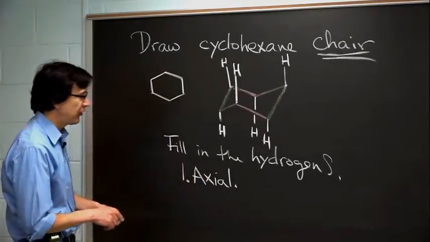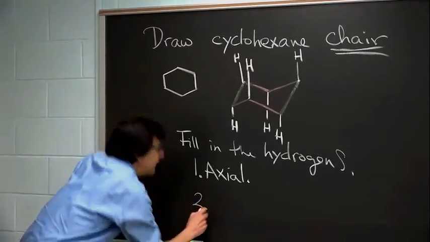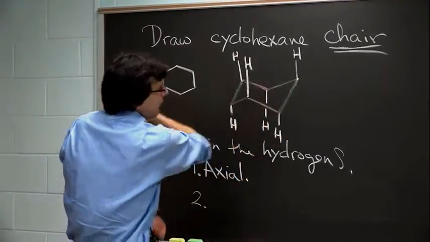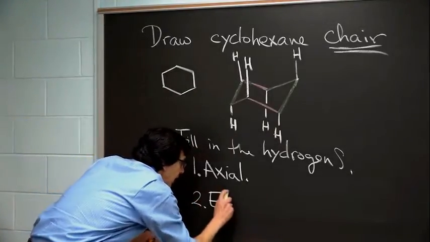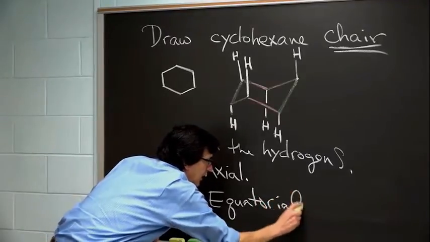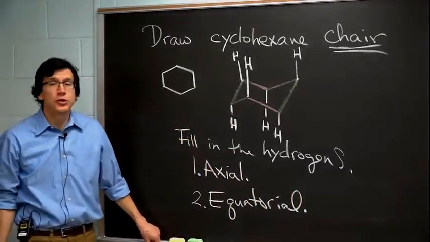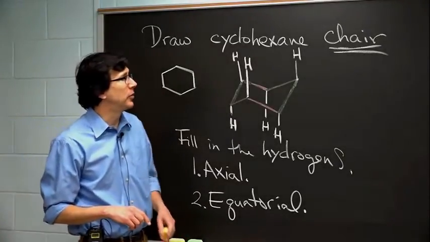So those are the axial ones. There are 6 of them. The other 6 are kind of around the equator of the ring. So remember, they're called the equatorial hydrogens. So can you fill in the 6 equatorial hydrogens, and let me just remind you of a couple guiding principles.